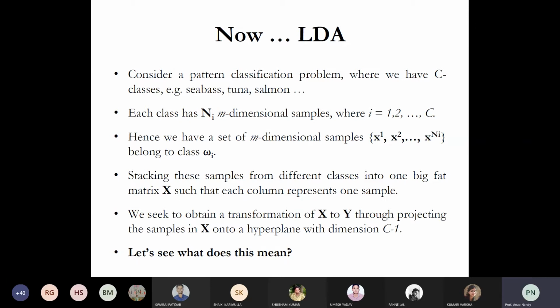Okay, now you seek to obtain the transformation of x to y by projecting the samples of x onto a hyperplane, and the hyperplane has dimension c minus 1. So the maximum is c minus 1 directions that you can get, because the c-th class is uniquely identified by the others. That's why you need to project the original samples onto a hyperplane with dimension c minus 1. Now these are the basic things. Now we'll see how you can proceed.